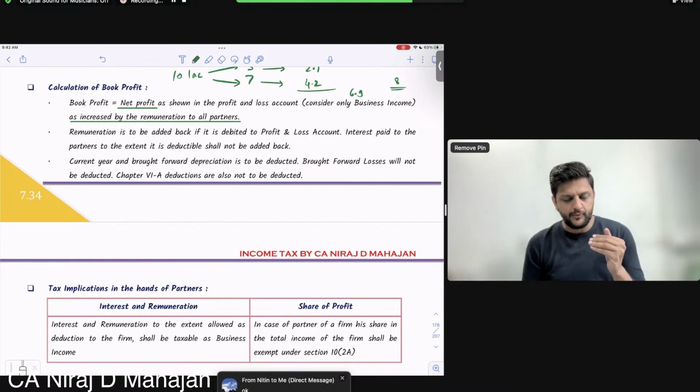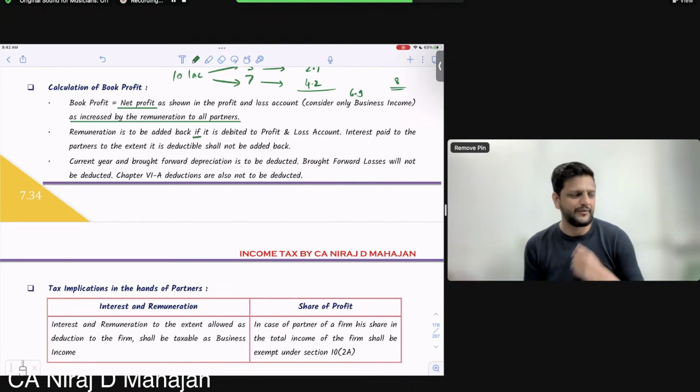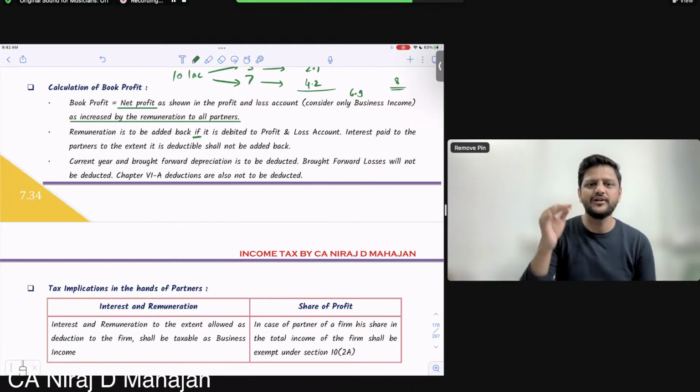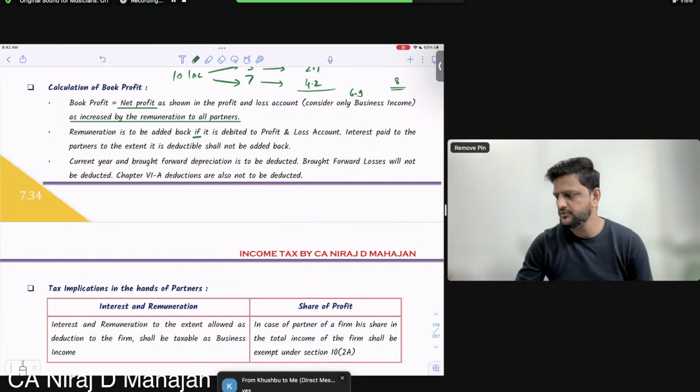Then, remuneration is to be added back if it is debited to PNL. Underline the word 'if', bachcho. What remuneration are we talking about? The actual remuneration paid to the partners. Okay till here? See, there can be a direct question on this concept alone.